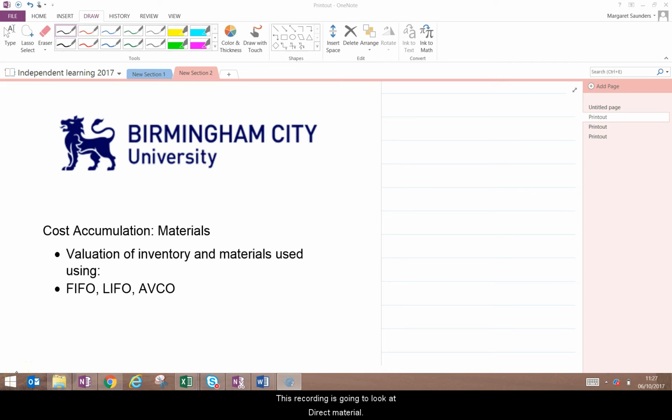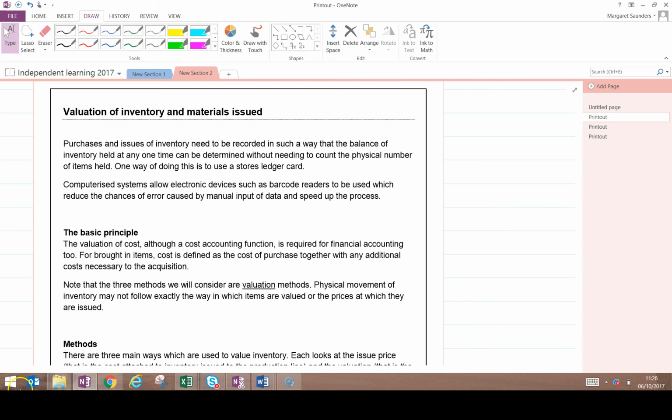Hello, this recording is going to look at direct materials and we'll consider how we value our inventory of materials and the materials that are used within production. There are three methods of valuation that we will consider: FIFO, which is first in, first out; LIFO, which is last in, first out; and AVCO, which is the average cost method.